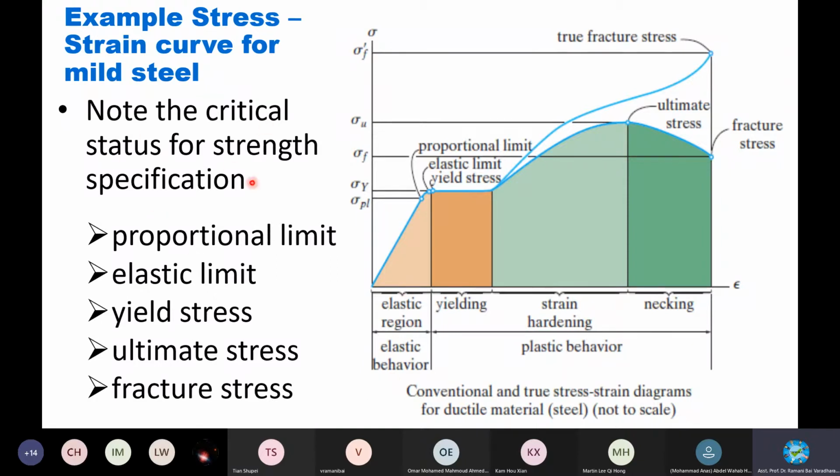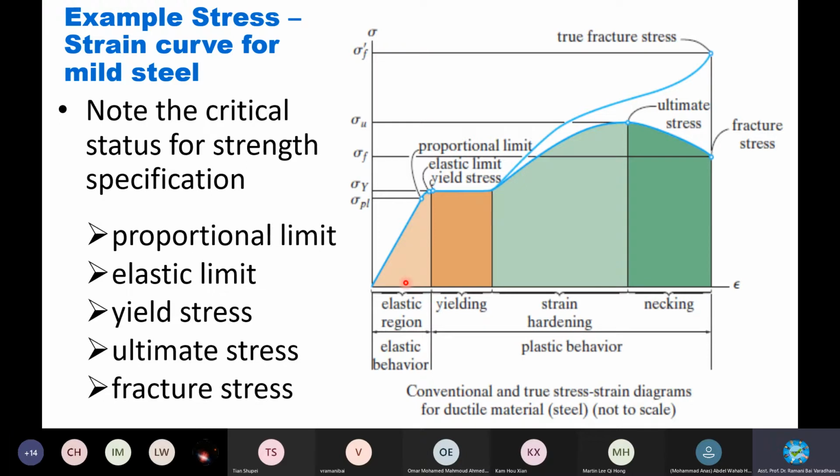We note the critical status of the strength specification: proportional limit, elastic limit, yield stress, ultimate stress, and fracture stress. In the elastic region, you can see a clear proportion: as you increase the load, the strain increases. All of you know what strain is, isn't it? It's a deformation, a failure of the member due to external loading. When the strength of the member is low compared to the external loading, it tends to fail, and it can take the load up to its ultimate strength.